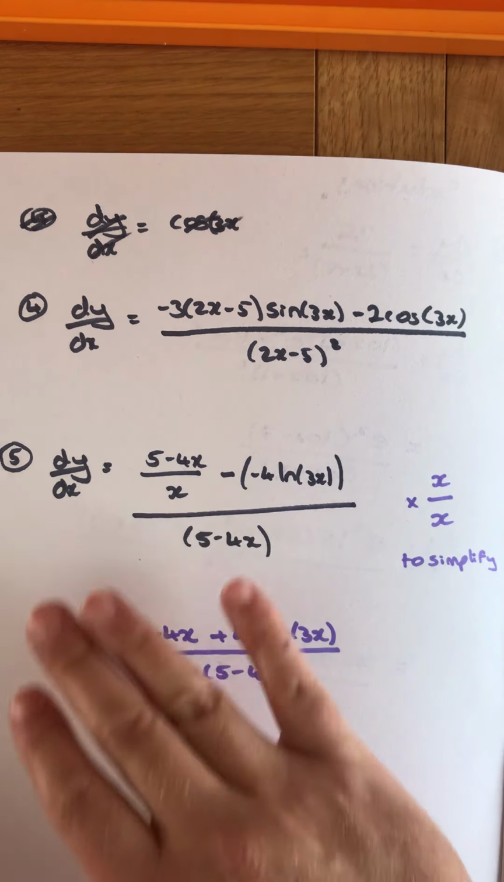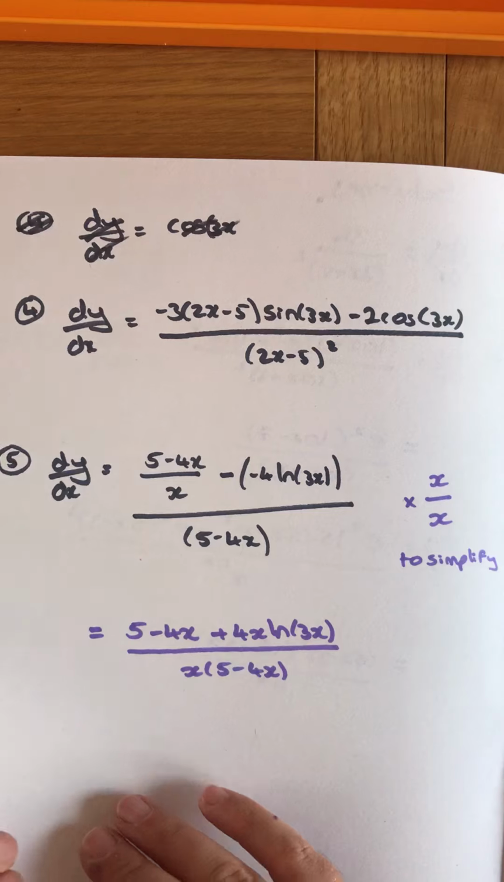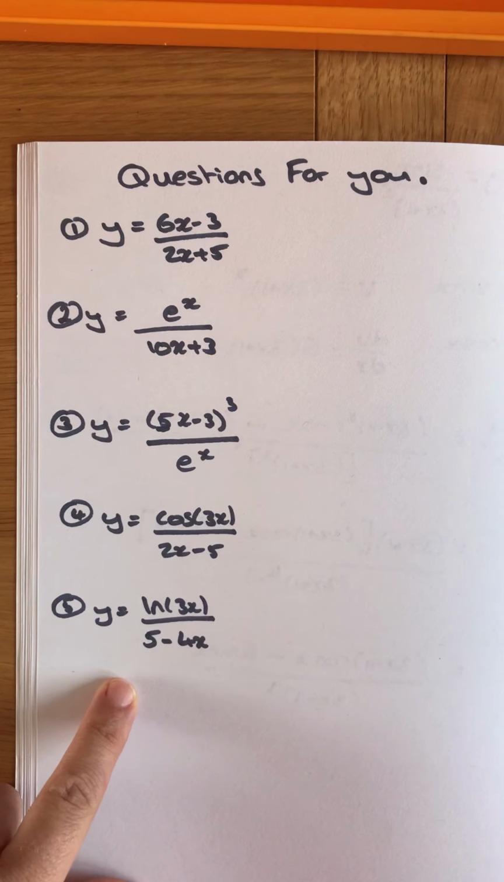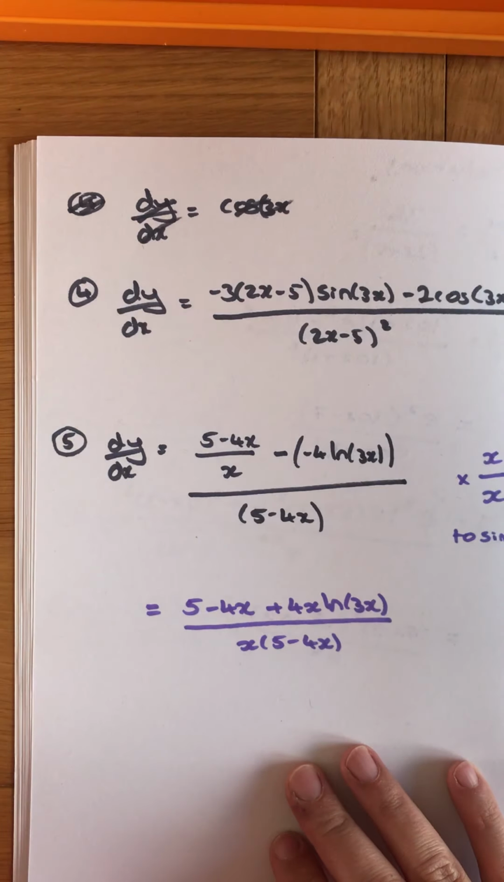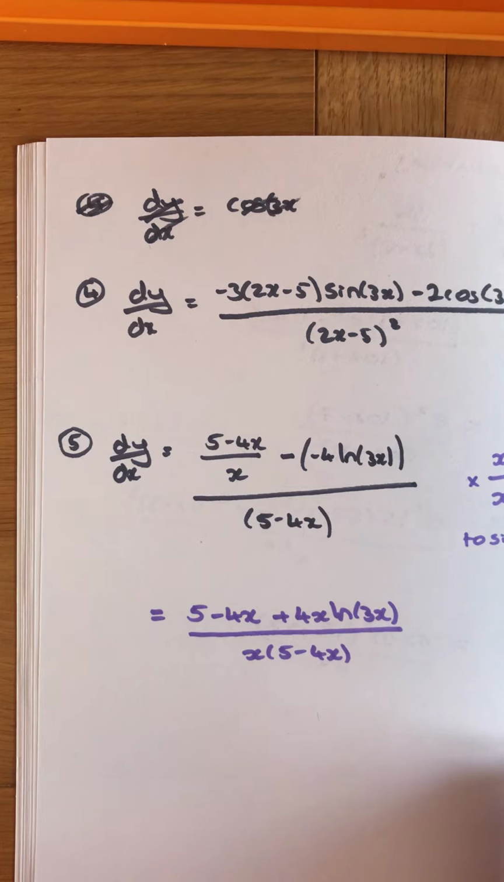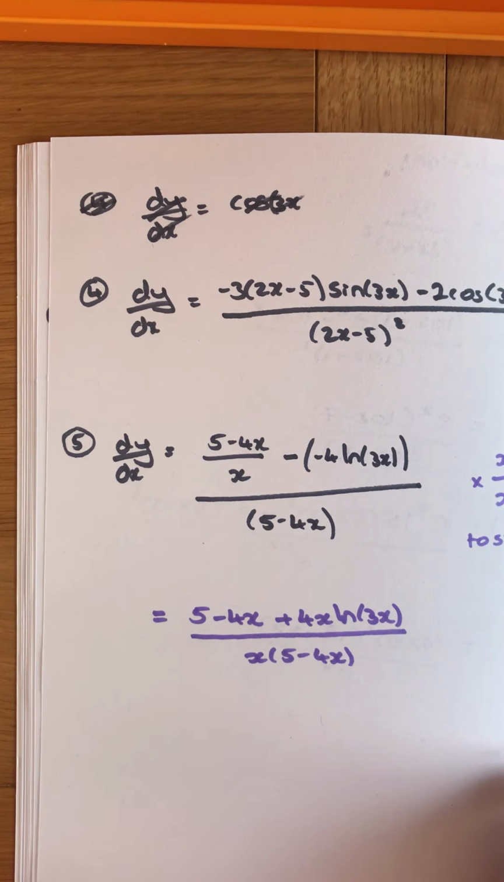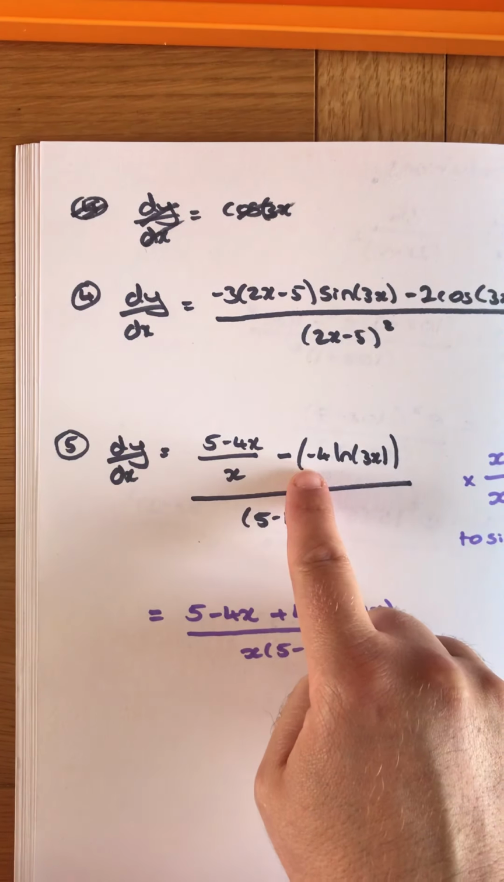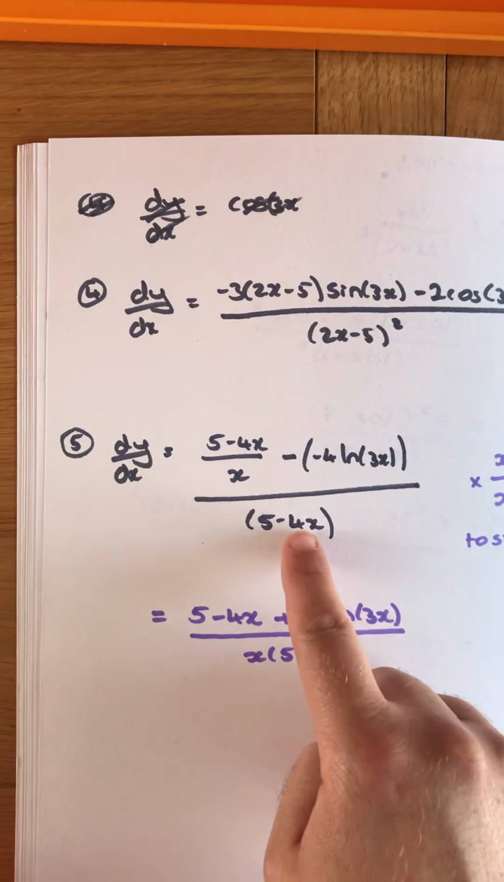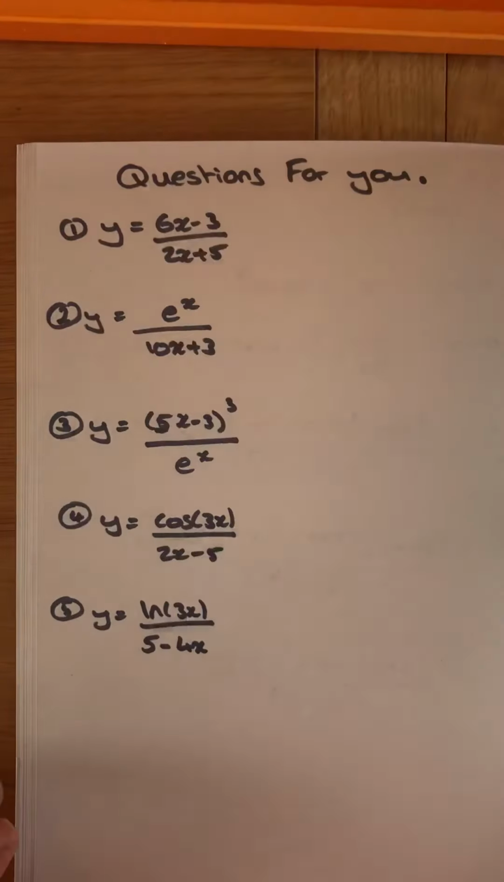And then the last one, question number 5, just remind yourself of the question. I'm sure you've got it written in front of you. Here it is. It had the natural logarithm of 3x over 5 minus 4x. When you differentiate that ln of 3x, you will get 3 over 3x, so that would simplify to 1 over x. So you probably times those two terms together. There is a double negative going on here, and then it's all over 5 minus 4x squared.